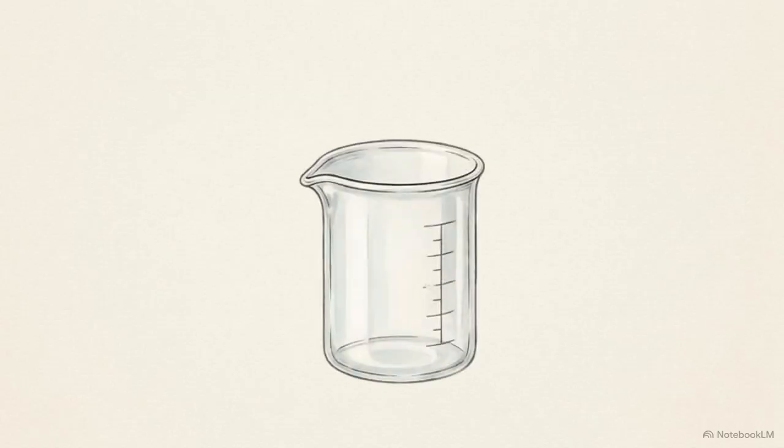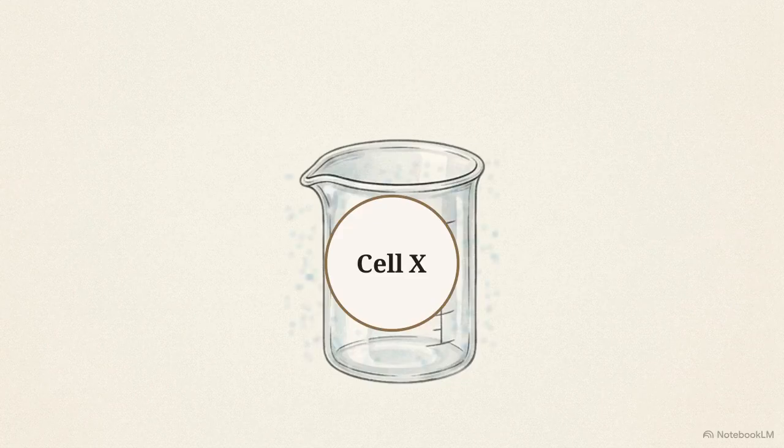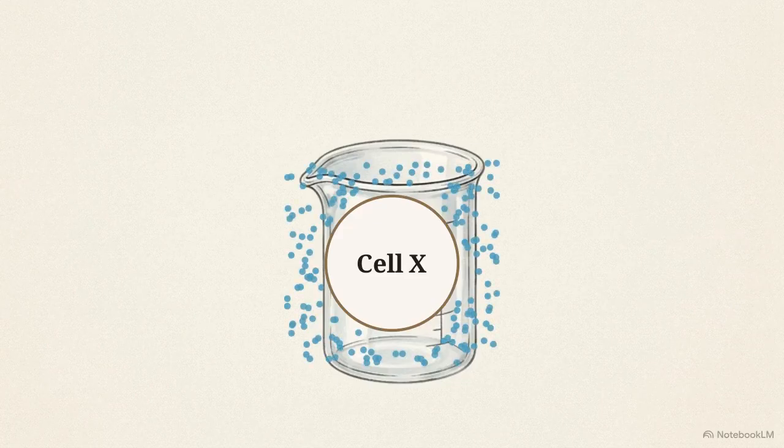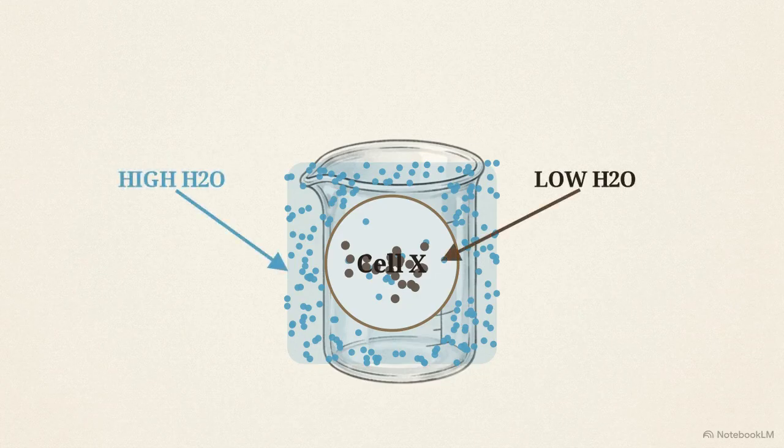Let's test that rule. Here we are dropping cell X into a beaker of pure water. Notice that the environment outside is packed tightly with water particles, while the inside of the cell has a lower density of water. When we compare the two, the disparity is obvious. We have a higher water concentration on the outside and a lower water concentration on the inside. Following the rules of physics, water flows from high to low.